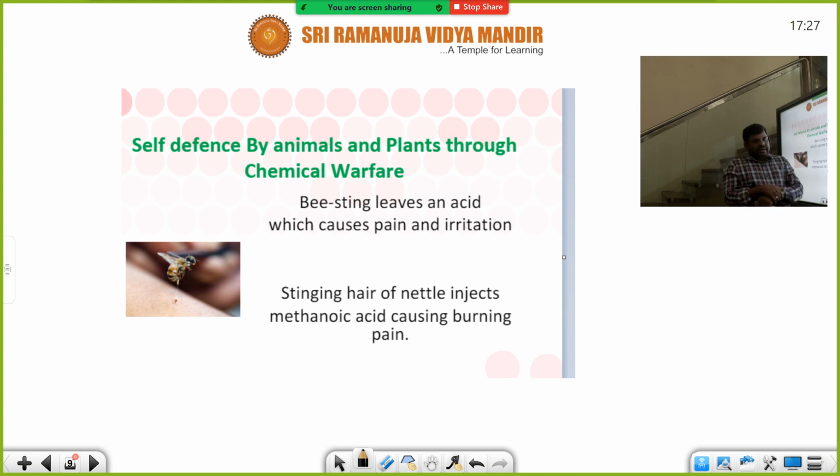So bee stings and red ants release acids. The acid is formic acid, also called methanoic acid. Whenever ants bite, we feel irritation or burning pain. Okay, students, that is the pH concept. According to pH, their pH is less than 7. That is the acids.